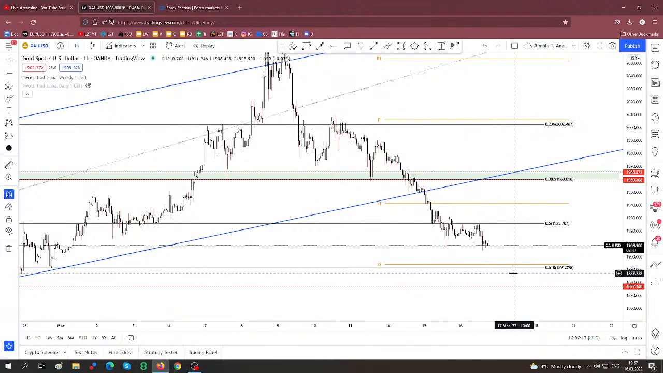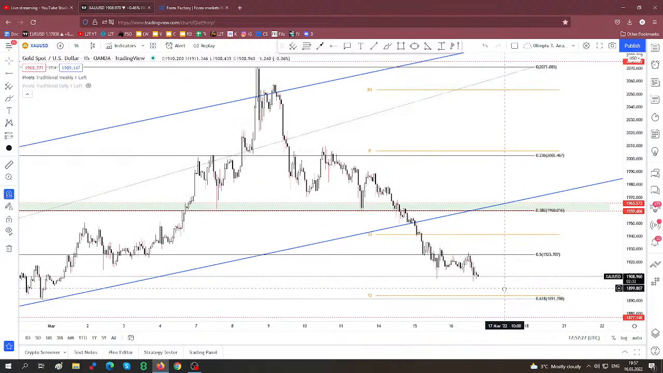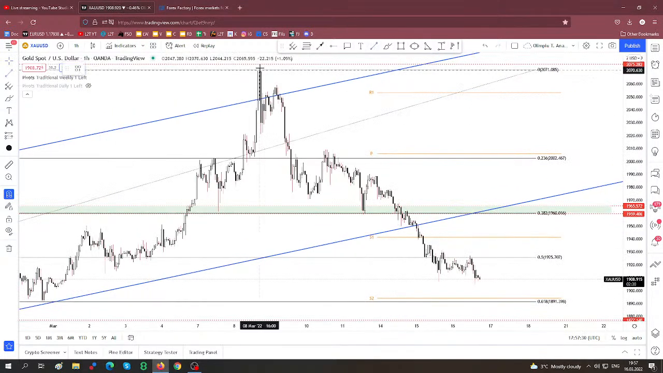Okay, so right now I don't have a bullish reversal pattern, a signal that the price of gold will turn to the upside. So right now the pressure is still high. The price of gold is still bearish in the short term, so that's why I don't want to do anything.